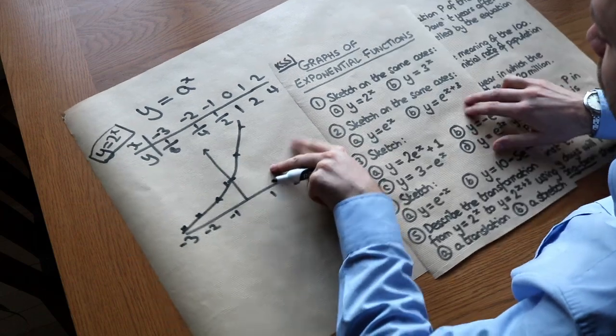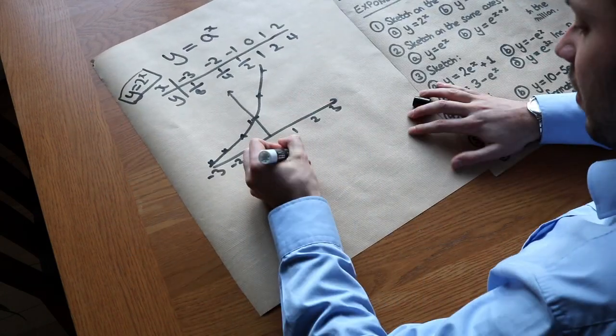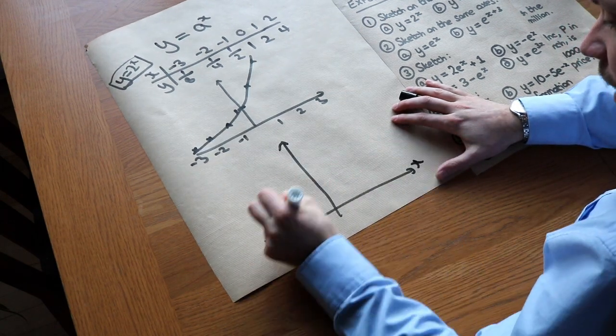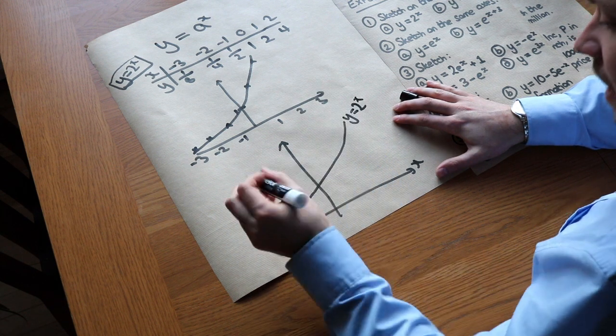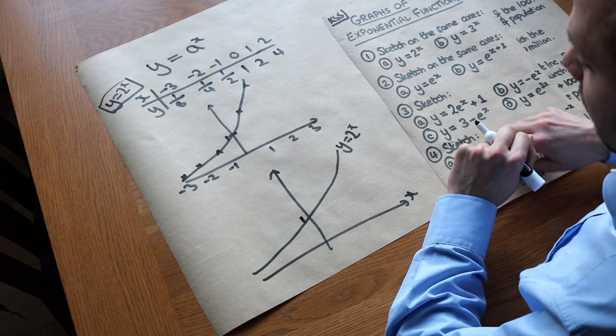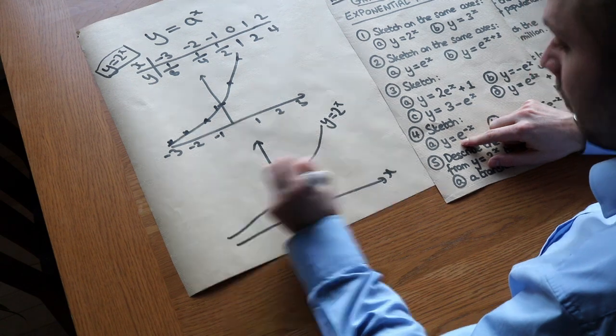But the question wants us to draw 2 to the x and 3 to the x on the same axis. So if I just draw that again, let's say our 2 to the x is here. We should always draw on any intercepts of the axis, so it's going to be 1. What happens if we draw y equals 3 to the power of x? Well, note that 3 to the power of 0 is still 1, so we still get the same point here.